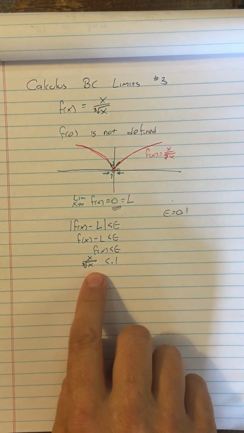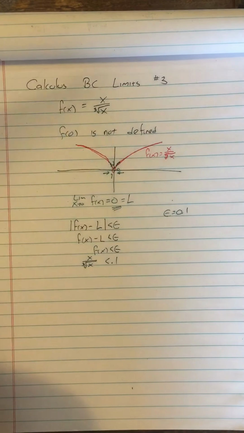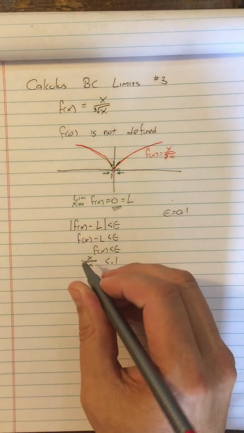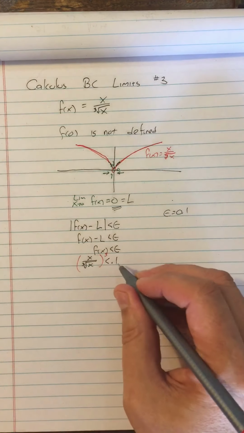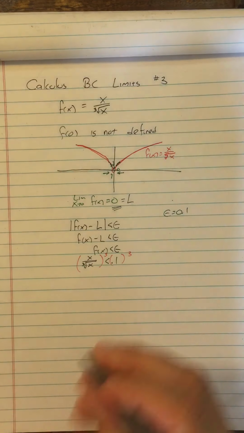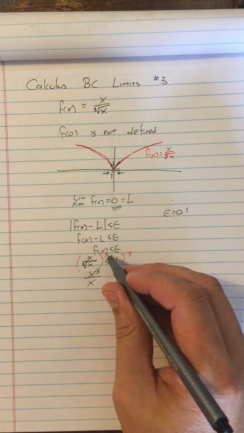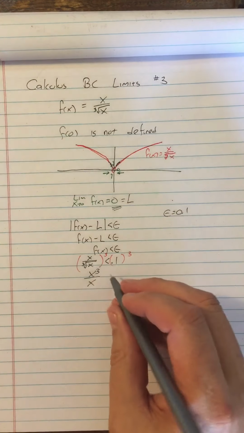All right, so we're going to solve this inequality, and I broke down the steps here. First, we're going to cube both sides, okay? There could certainly be more than one way to do this. This is just what I thought was the most direct way. And then I have x cubed over x, because cube root x and x cubed are inverse functions, so they just leave you with x.